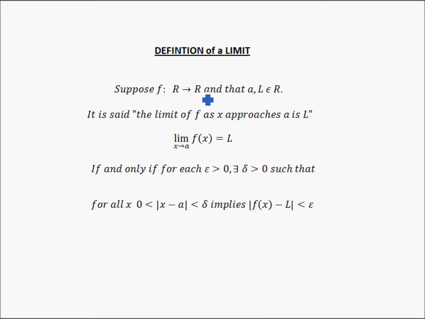Suppose f goes from the reals to the reals, and that a and l are elements of the real numbers. It is said the limit of f as x approaches a is l, written like this here, if and only if for each epsilon greater than 0 there exists delta greater than 0 such that for all x, if the absolute value of x minus a is greater than 0 but less than delta, that implies that the absolute value of f of x minus l is less than epsilon.